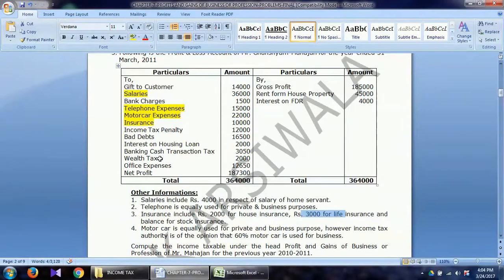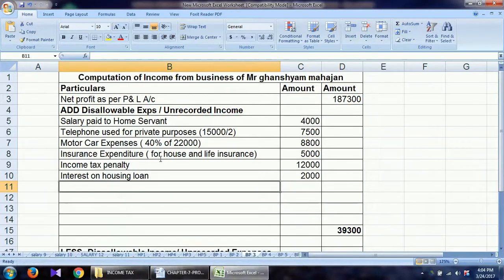Then comes banking cash transaction tax. Banking cash transaction tax is a type of tax which is paid on banking transactions and it is allowed as a deduction because it is a business expenditure. So no adjustment for banking cash transaction tax. Then comes wealth tax. Wealth tax will not be allowed. Any type of direct taxes like income tax and wealth tax will not be allowed as a deduction. So I'll add back wealth tax 2,000 rupees.